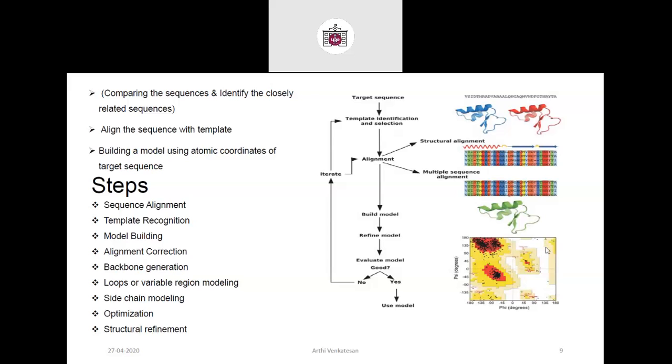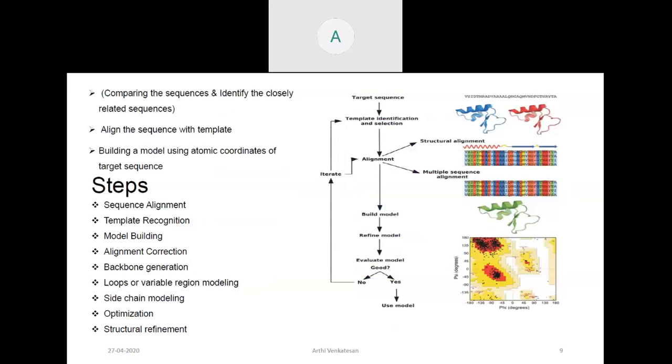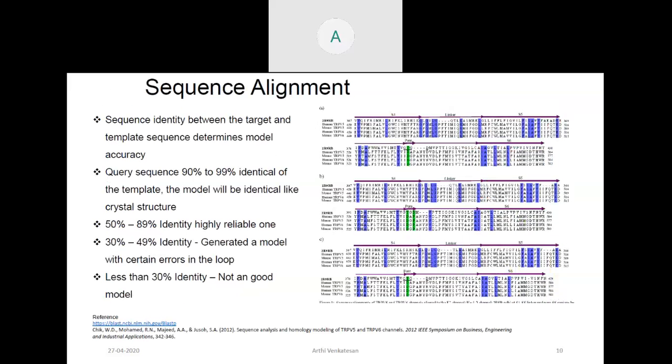Okay. So I hope you understand all the steps involved in homology modeling. The next thing, I'm explaining everything in detail. What is sequence alignment? Sequence alignment is where you have a target and a template sequence, and you see the similarity between them. You do this sequence alignment to get better model accuracy.